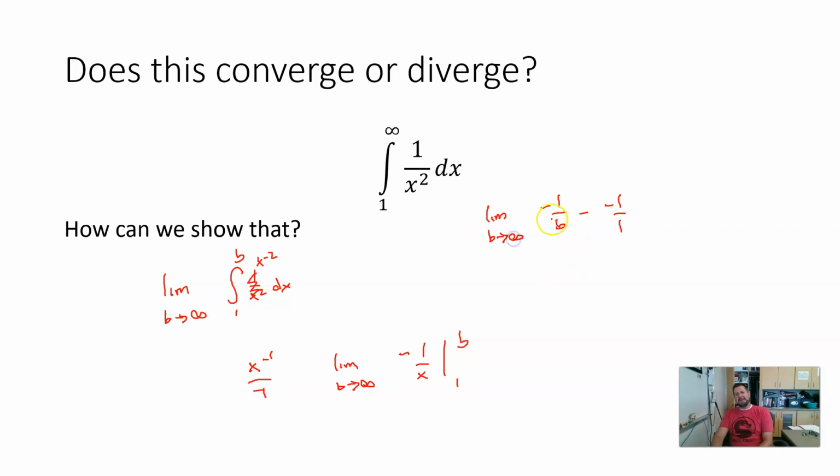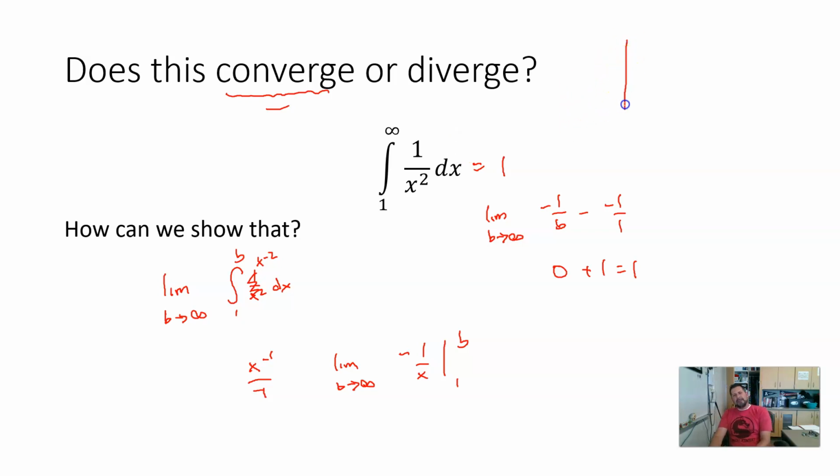If I take infinity and put that in for b right here, I'm going to get negative 1 divided by a massively huge number, which for all intents and purposes is 0. So what I get here is 0 plus 1, which is just 1. That is what this improper integral is equal to, so we can say that this particular integral is convergent.